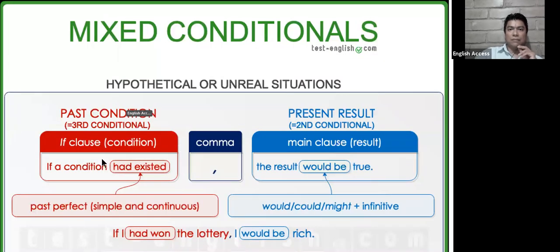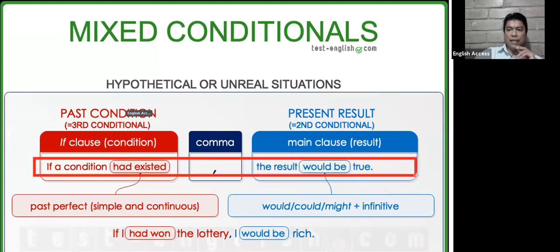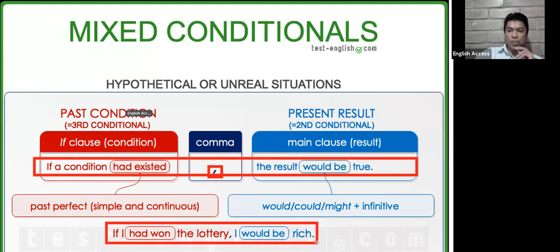Here I have a little chart. Mixed conditionals, hypothetical or unreal situations: past condition, if plus condition, present result, second conditional. So check this out. If a condition had existed, comma, the result would be true. So if I had won the lottery in the past, I would be rich now.